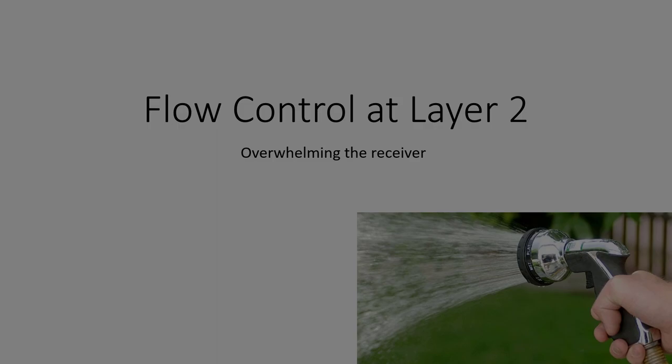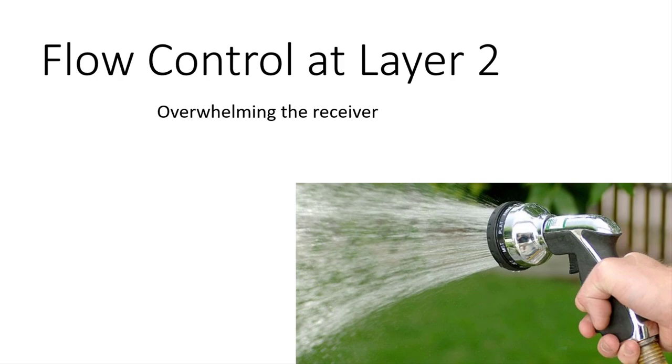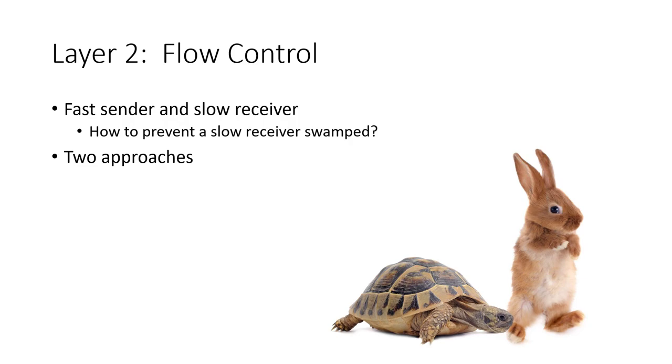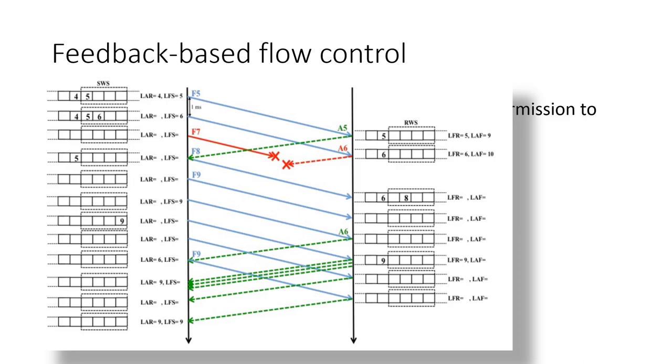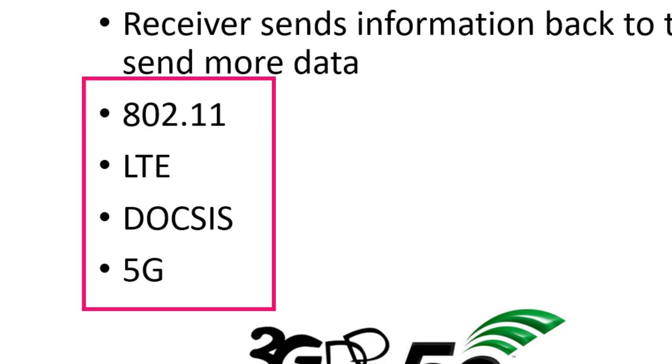Flow control at layer 2 is another important service that is used by some protocols at layer 2, and this is to prevent the destination from being overwhelmed with data. In some protocols, a fast source and a slow destination can swamp a destination. So there are a couple approaches to give flow control at layer 2. One method is feedback-based flow control, where the receiver sends information back to the sender, giving it permission to send more data. This is used in 802.11, LTE, cellular, DOCSIS, and 5G.